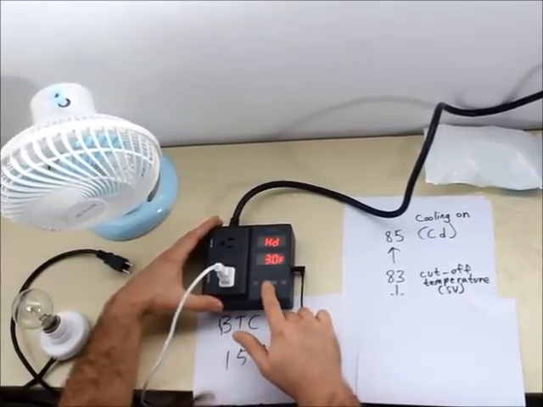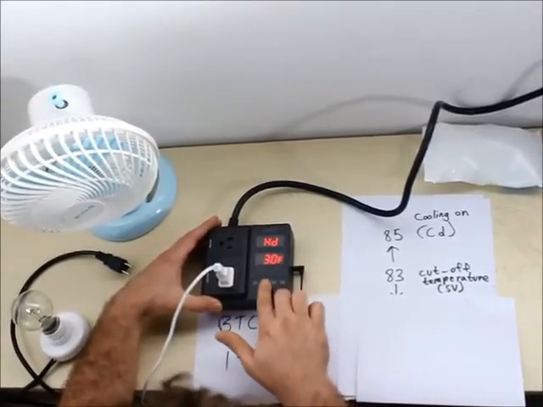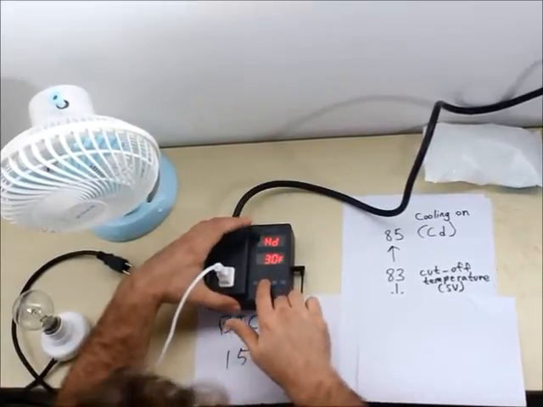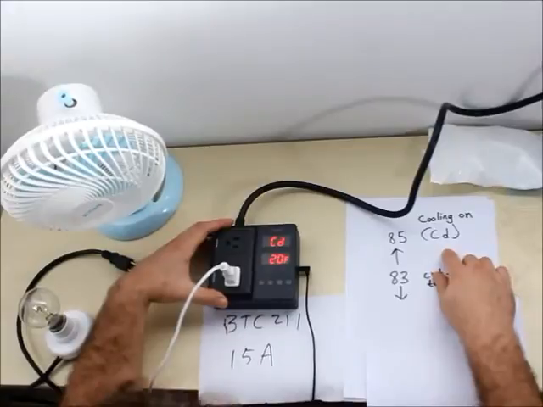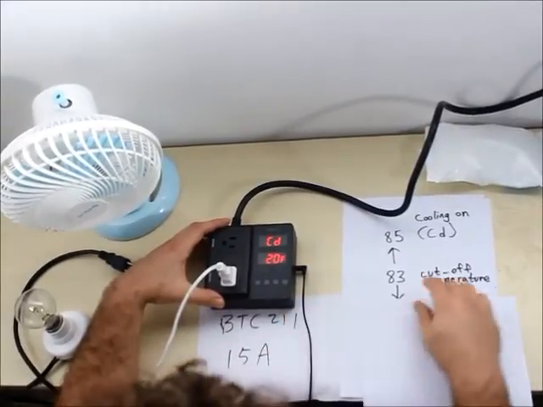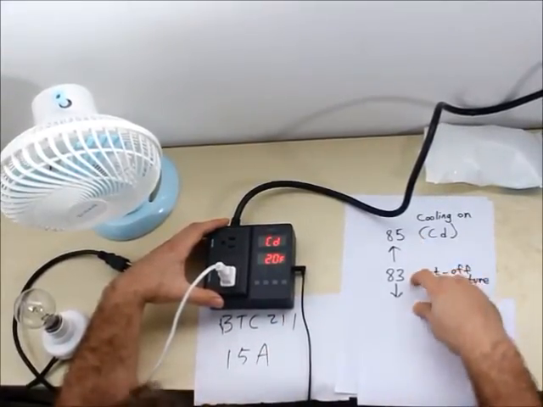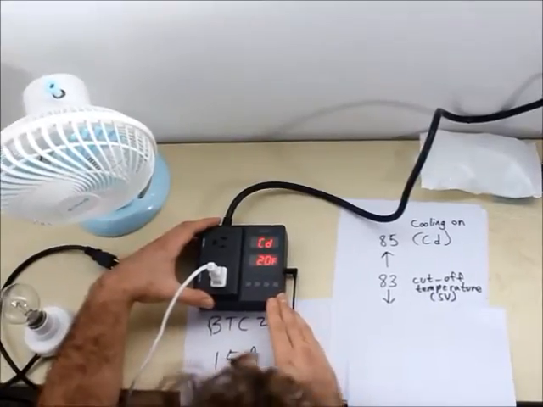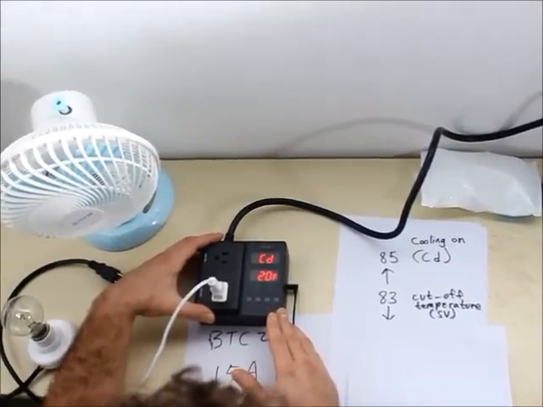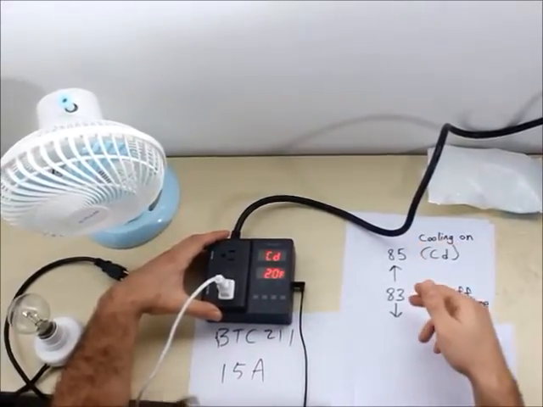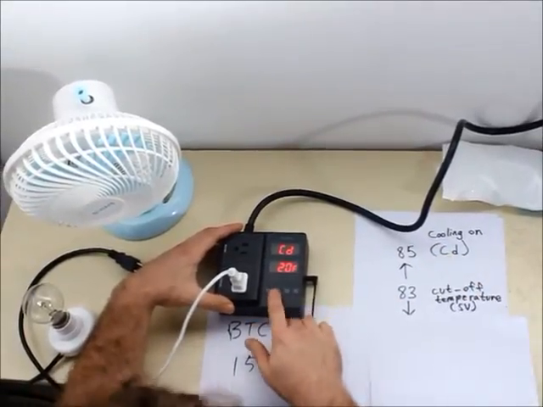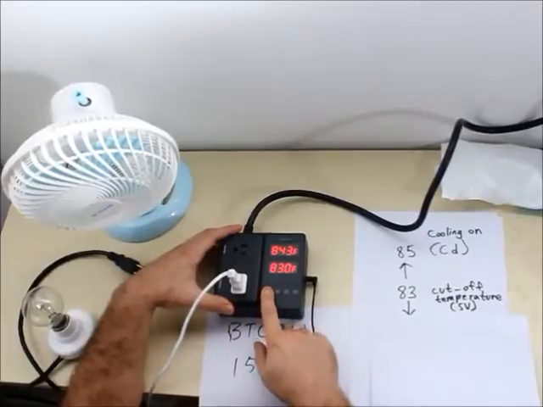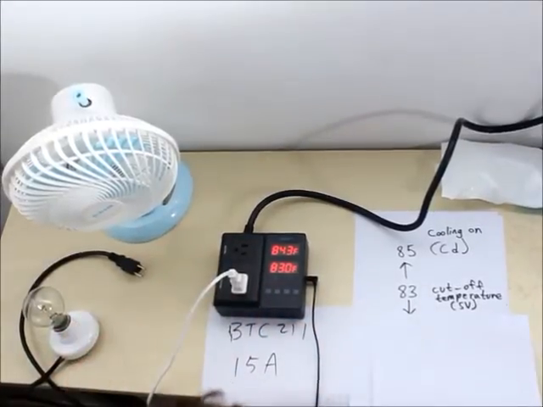Press set one more time. We don't need this, we're using a cooling device, that's HD. Our CD value, that's what we're looking for. That's our cooling differential. We want to set this to 2 degrees, which it's already set to. So that's because 85 minus 83 equals 2. That's our differential here. So that's set, we're good. I can press power, and it's ready.